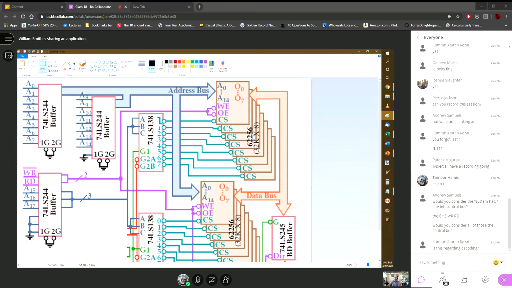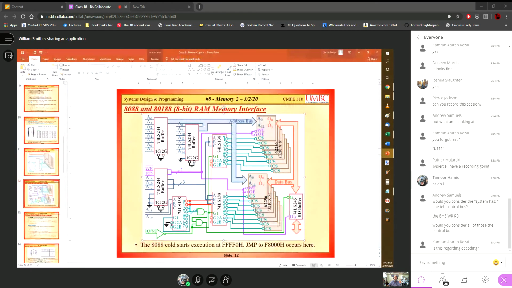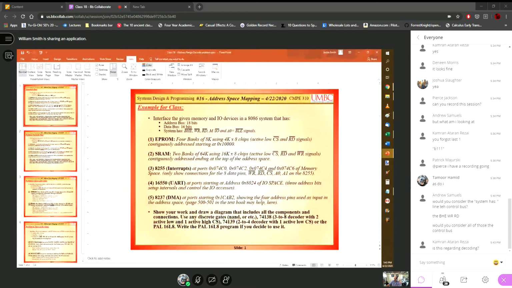And here's the next question. We got to go back and look at what we had on the previous slide. So give me a second here. Nope, not that one. I want this one. Here we go. All right. So there are 4 banks of 8K using 4K by 8 chips. So let's settle into this for just a second here. Right now I'm doing the EEPROM piece.